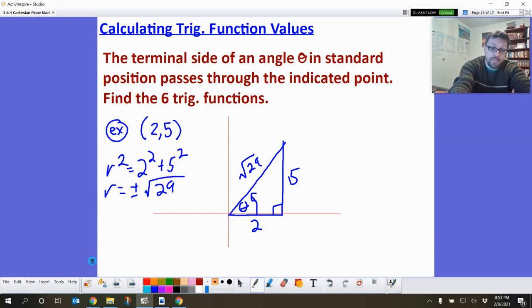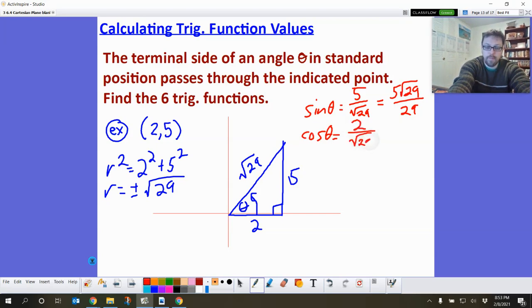Now that I've got that, I can find sine, cosine, and tangent. So the sine of that angle is going to be the opposite over hypotenuse. So that's 5 over the square root of 29. Oh, I got to rationalize my denominator. So I'll multiply top and bottom by the square root of 29. So I get 5 square root of 29 over 29. Same thing with cosine. Cosine is going to be adjacent over hypotenuse, so that's 2 over the square root of 29. Rationalize my denominator, I get 2 square root of 29 over 29.